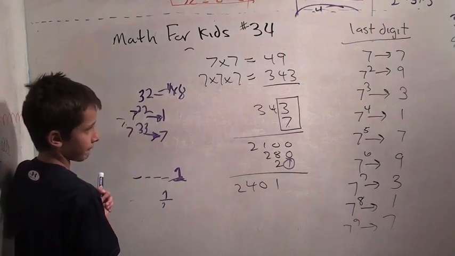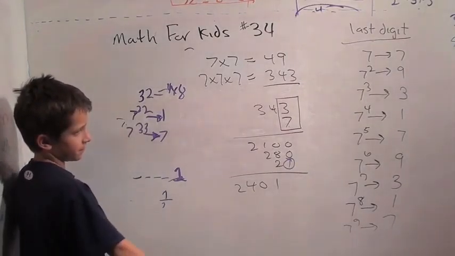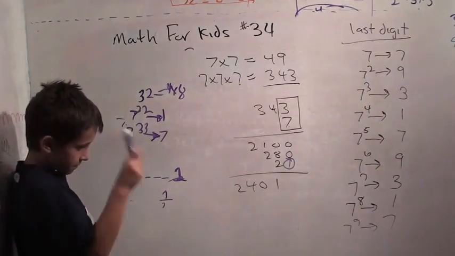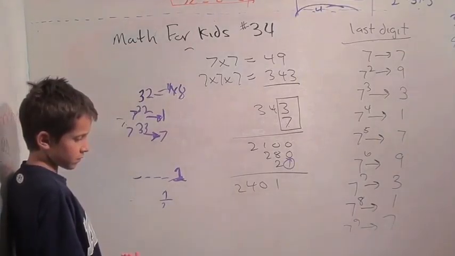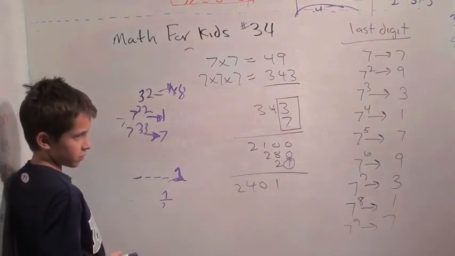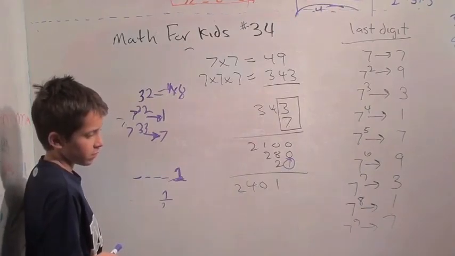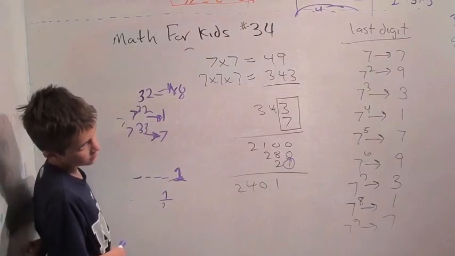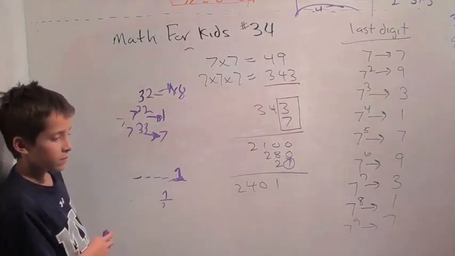Okay, one last challenge. Let's see if you can do this one in your head, without writing anything down. How about 7 to the 50th? Is 50 a multiple of 4? I know it's a multiple of 2. It is a multiple of 2. Is 50 a multiple of 4? No, because 40 is a multiple of 4. And 52 is, okay. So 50 is not a multiple of 4.